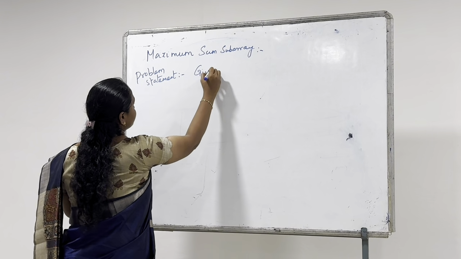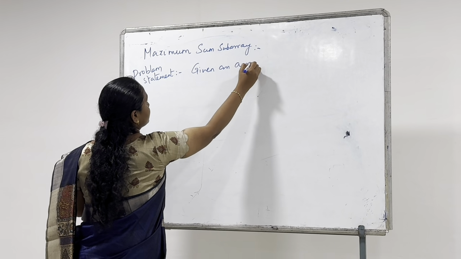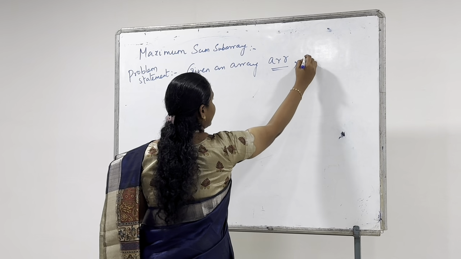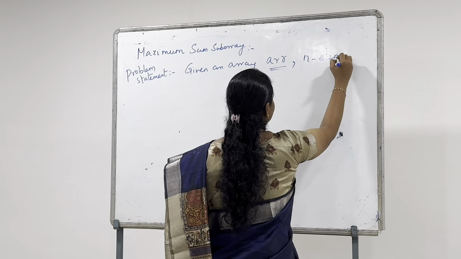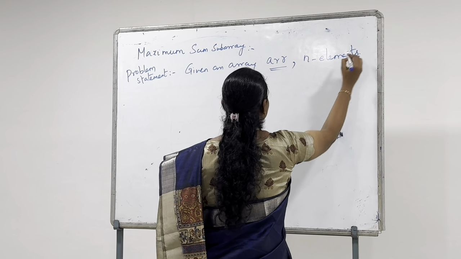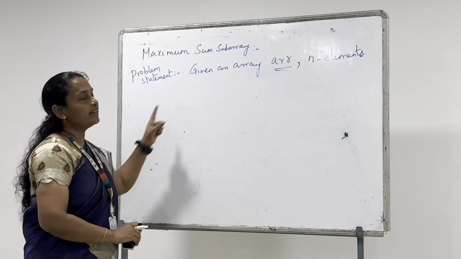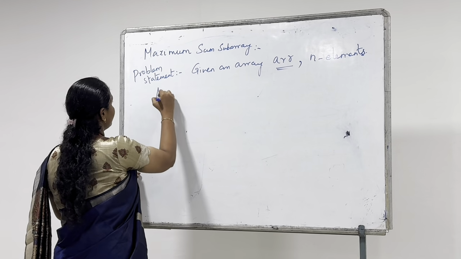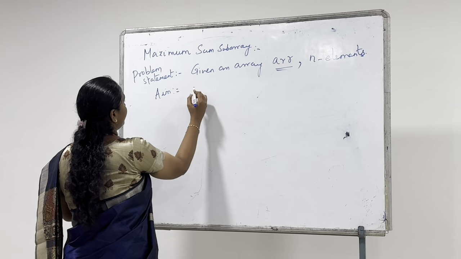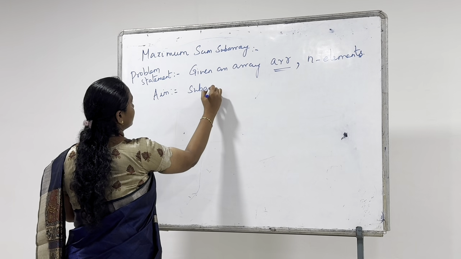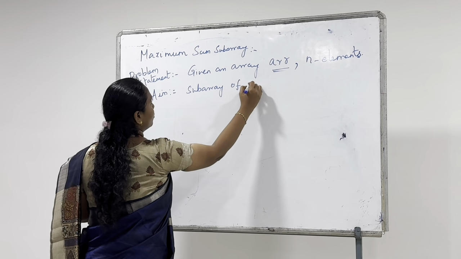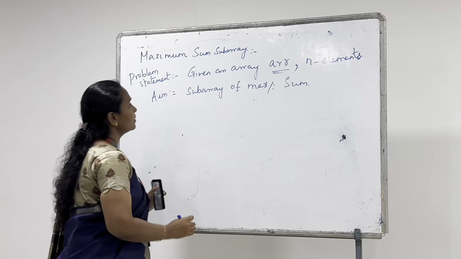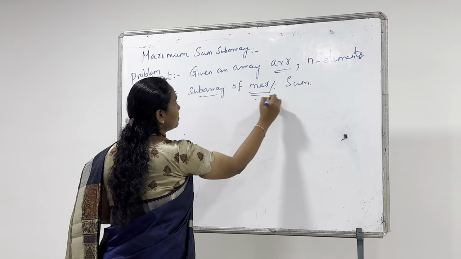Given an array, say the array name is ARR with n elements. Given an array ARR of n elements, our objective is to find the subarray of maximum sum.